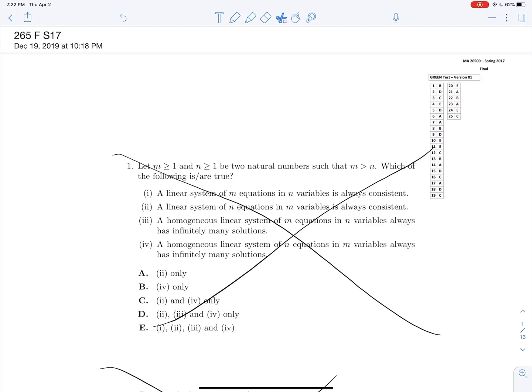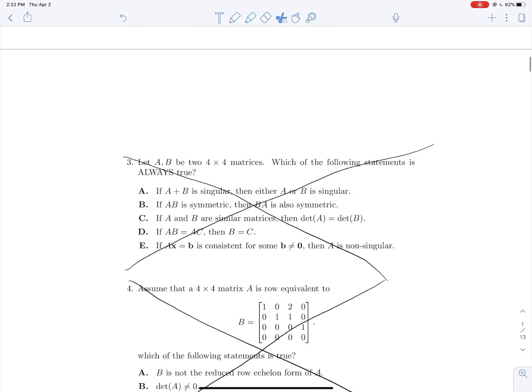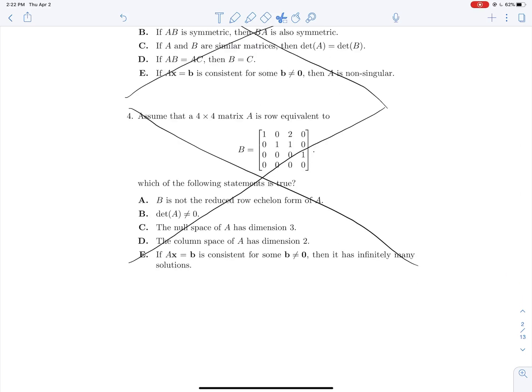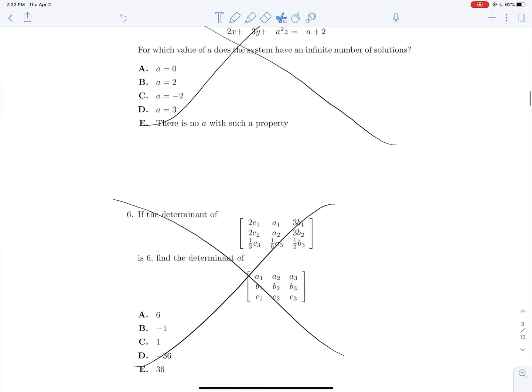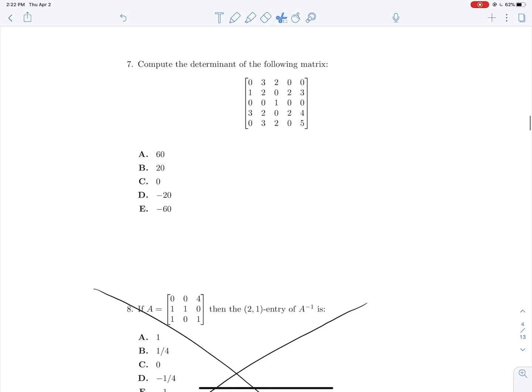Hello, this is a walkthrough for the spring 2017 final for MA265. We have a bunch of questions to go through, and this is, just to be clear, going over the midterm 2 related material. There's already a video for all of the midterm 1 material. And in the future, there'll be one going over the entire thing.